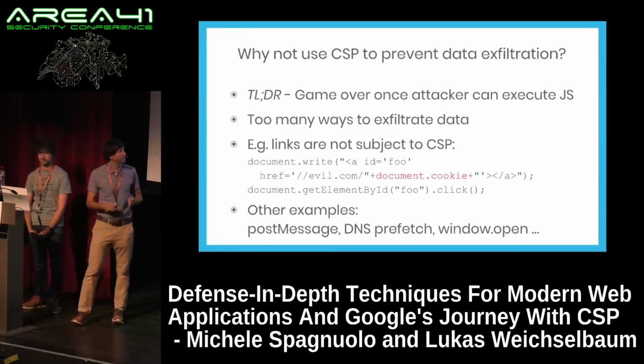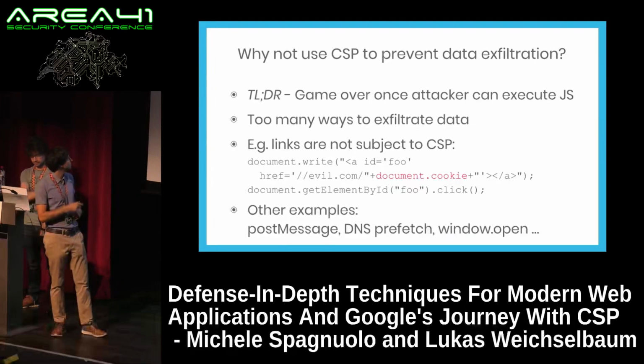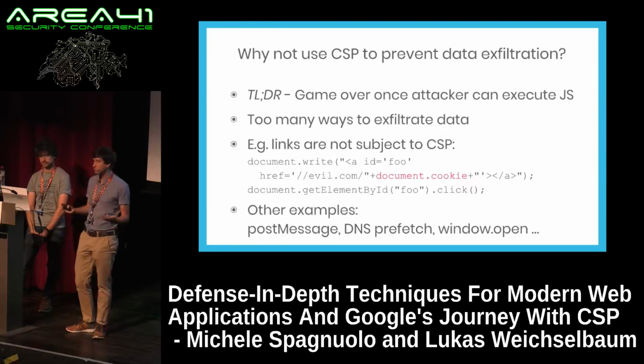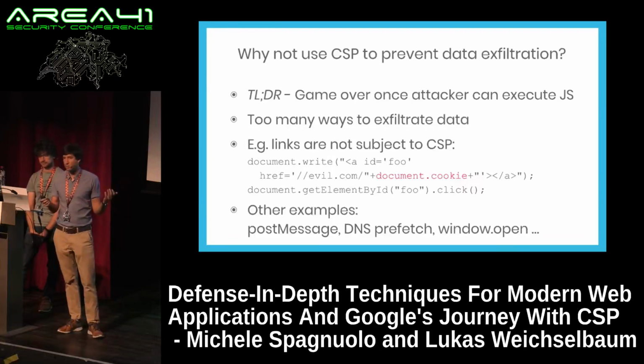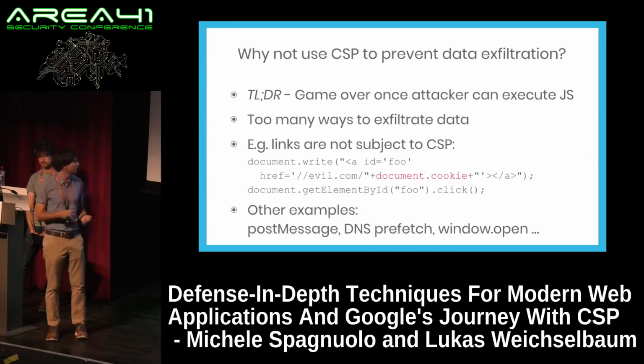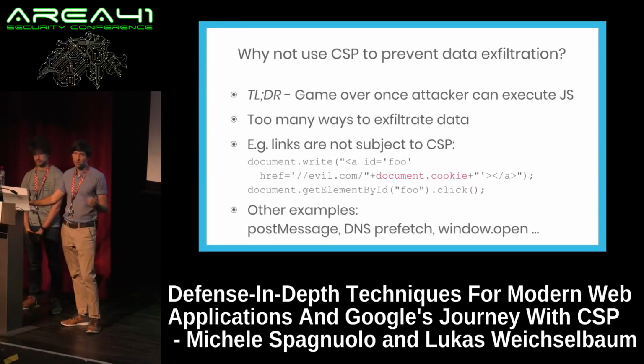And yeah, why don't we use CSP for data exfiltration? Because basically it's game over once the attacker gains script execution access. If you can execute scripts, you can basically document.write a link tag. In the URL, you put whatever data you want to exfiltrate, and then, for example, you click that with JavaScript, right? CSP does not cover navigation, so these kinds of things can easily be used to exfiltrate data. So the main goal really is to prevent the script execution in the first place. Once you have that script execution, it's game over, right? And there are other ones like postMessage, DNS prefetch, window.open. There are countless other DOM APIs, or browser APIs, that allow you to exfiltrate data, right?